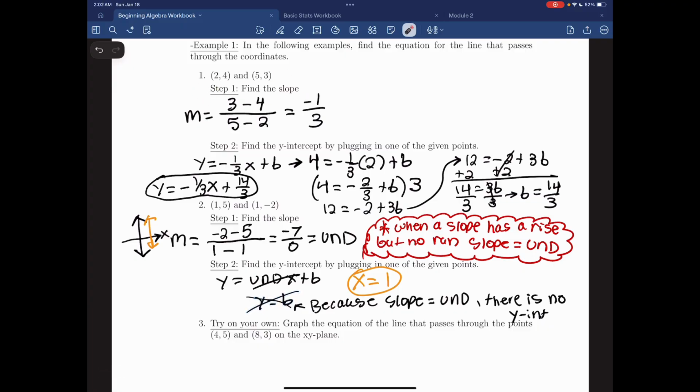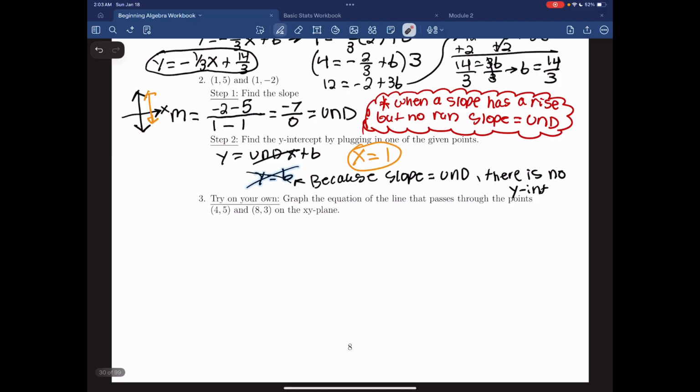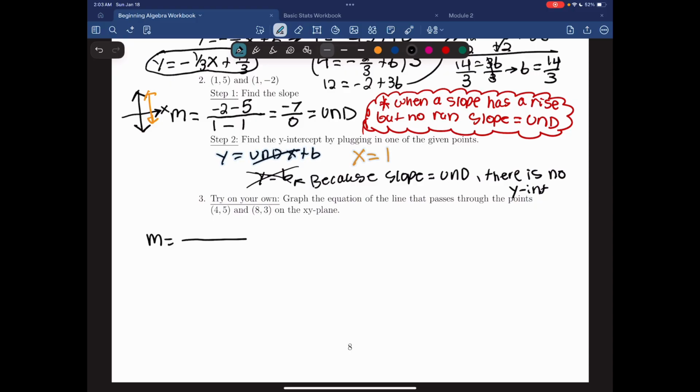So first, you're going to find the slope. And then once you find the slope, you're going to say y equals whatever the slope is times x plus b. Then you're going to plug in either of these points, whatever one you'd like, to find the value of b, and then you just write the equation. So assuming you've done so, let's work through this. Let's first start by finding the slope. m equals the difference of our y values, so 3 minus 5, over the difference of our x values, so 8 minus 4.